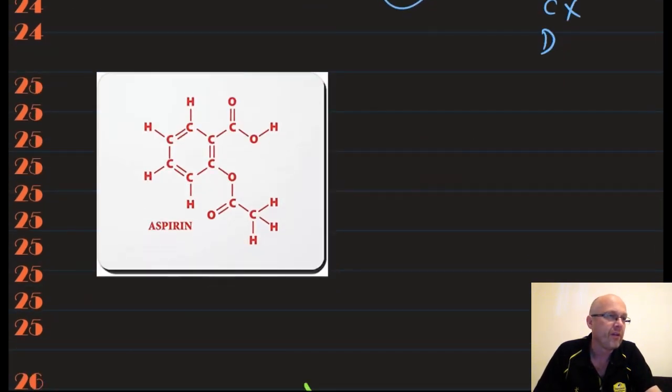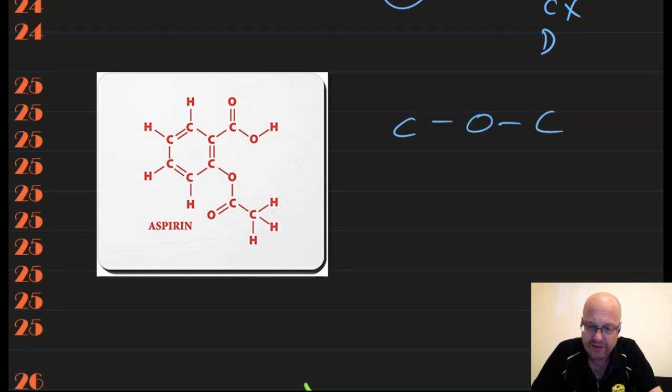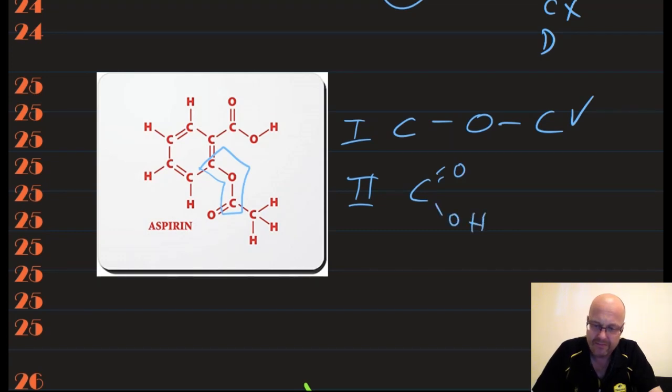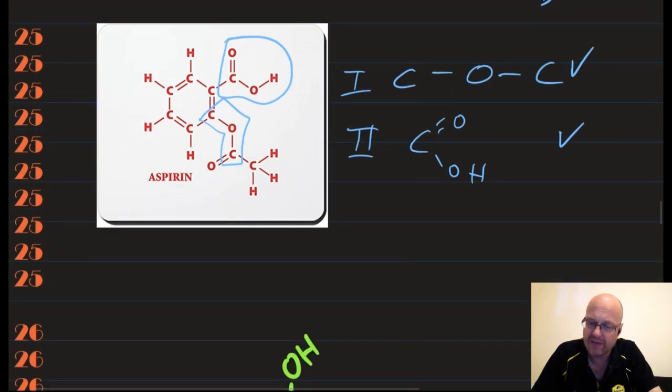25. What are the functional groups in the aspirin molecule? So they say ether. Do I see an ether? Yeah, there's an ether. A carboxyl, like in a carboxylic acid. Do I see a carboxylic acid? Yep, there it is, carboxylic acid. So 1 and 2 is correct. I'll have to check 3. And 3 is an ester group. Ester is this. Do I see an ester?